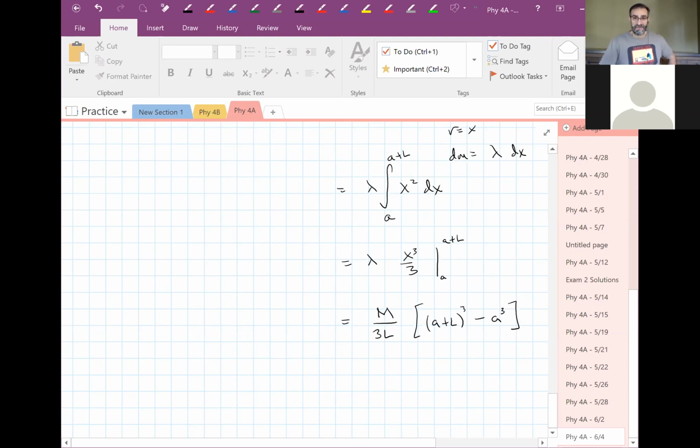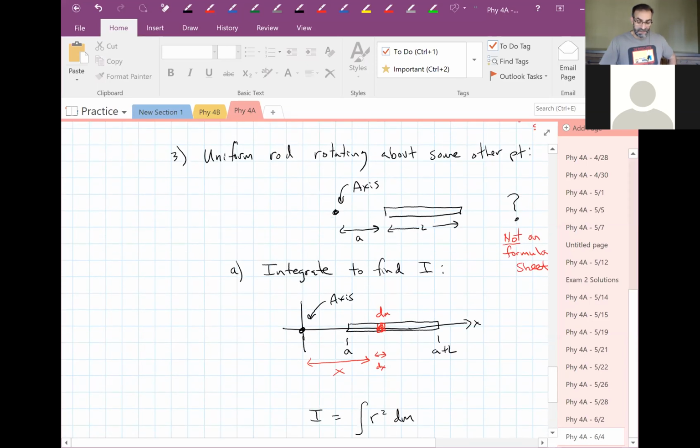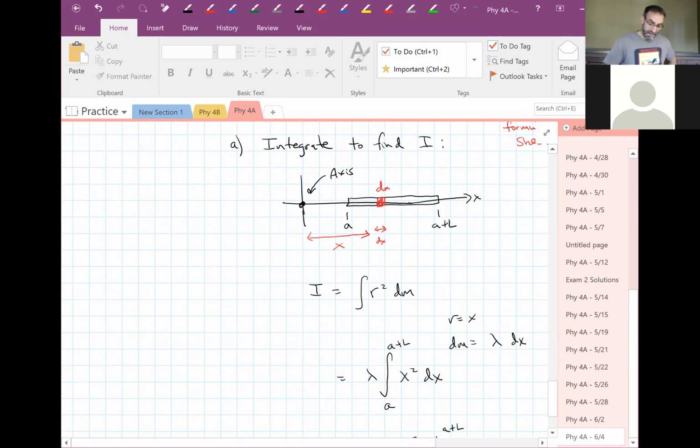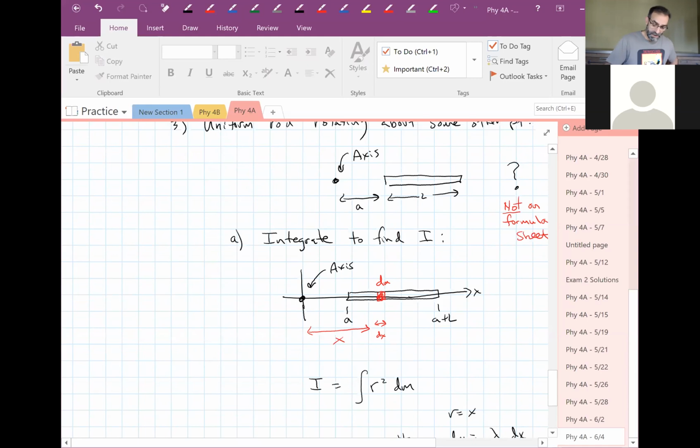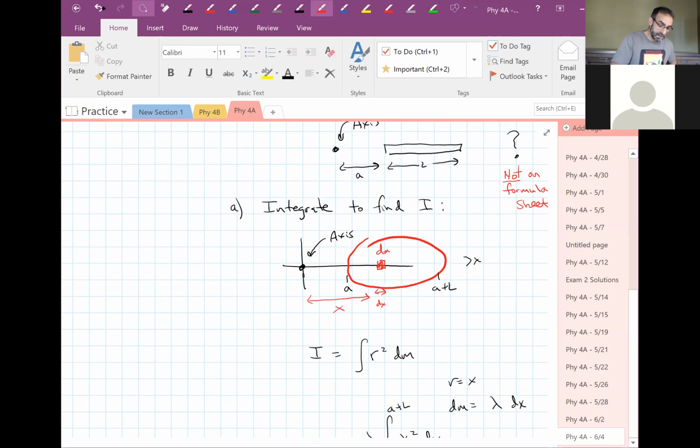We integrate over the rod, right? We are adding up. The integral is just a sum. That integral sign stands for sum. What are we summing up? We're summing up all the dm's, little tiny chunks of mass that make up the rod. Well, where are the masses that make up the rod? Little chunks. They're between a and a plus L. There's no mass anywhere else, right?